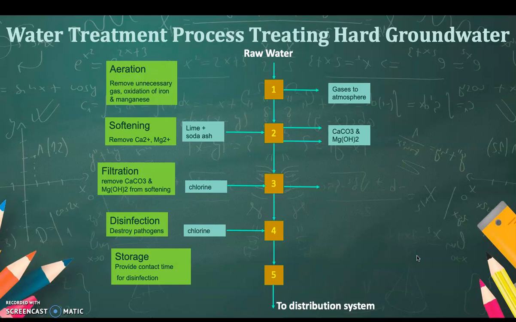And then this is the water treatment process for treating hard groundwater before we can start to consume it. There are a few processes involved, which are aeration, softening, filtration, disinfection, and finally storage, and then we go to the distribution system. Softening is because we want to remove calcium and also magnesium content. Then filtration removes calcium chloride and also magnesium hydroxide.